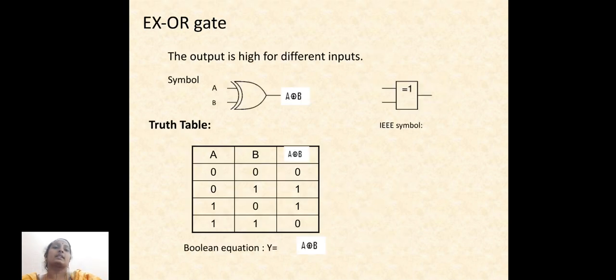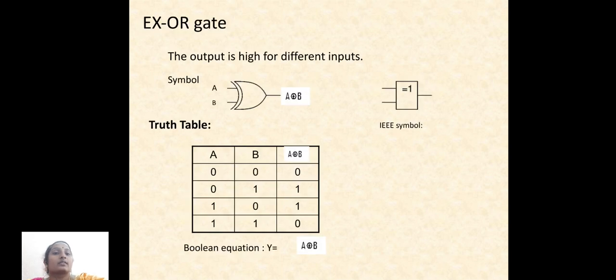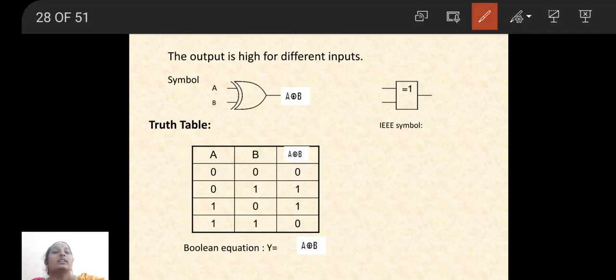And see here, this is the special gate, that is exclusive OR gate. So here which logic is there? So this is the symbol and this is the IEEE symbol. So here IEEE symbol also has only 2 inputs. Why? Because exclusive OR gate is designed with 2. Of course it may be increased to more than 2 inputs.